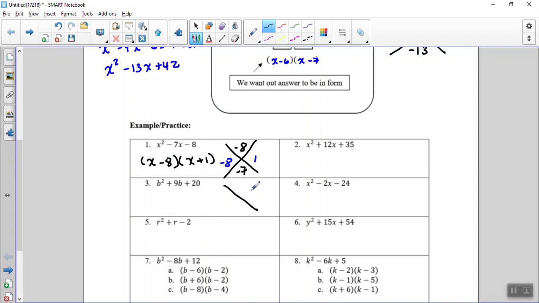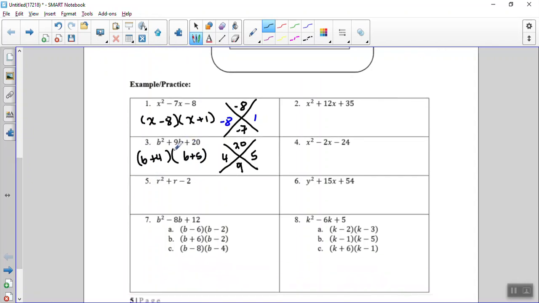Okay, let me try to do this one. So you have 20 and then 9, which is 4 times 5 is 20, and 4 plus 5 is 9. Okay, so you have b plus 4, b plus 5. When you have both positive numbers, it just works a lot easier because you're just adding them. Just be careful when you have negatives in your problems. Okay, that's when it gets a little bit more challenging. You just have to be careful of the signs.